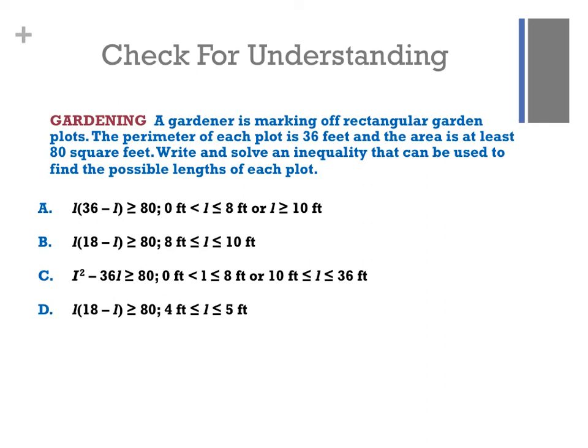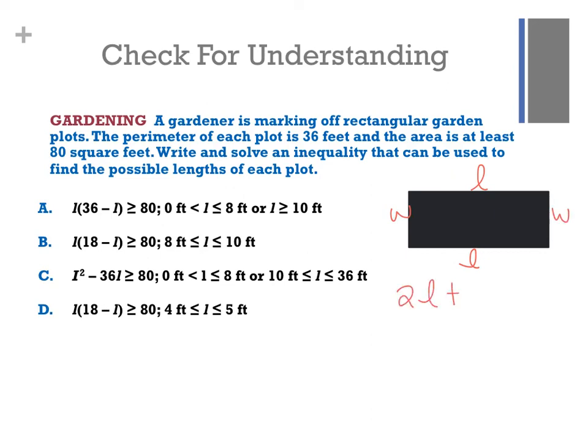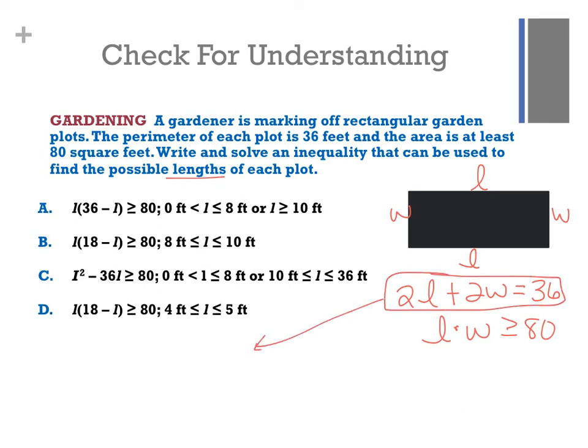Okay, so looking at a rectangle again, we will go ahead and draw in a rectangle. And again, a rectangle has 2 lengths and 2 widths. This time our perimeter is 36, so 2L plus 2W is for sure going to be 36 feet. And we know that the area, length times width, has to be at least 80 square feet, so greater than or equal to 80. So since, again, I want to solve for length, I need to take my first equation for perimeter and solve that for W.